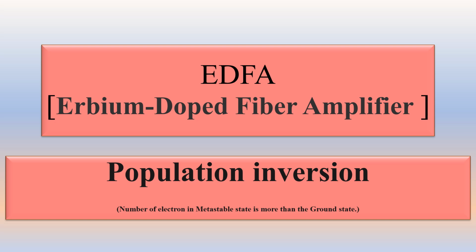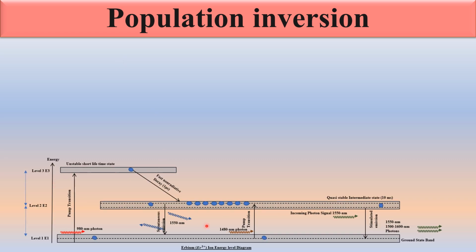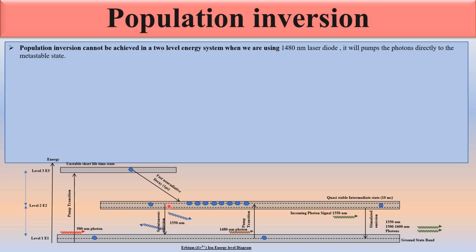So let's see population inversion. I have made this diagram to explain the event of population inversion. Population inversion cannot be achieved in a two level energy system when we are using the 1480 nanometer laser diode. When we are using the 1480 nanometer laser diode, there are only two states: the first is the ground state and the second is the metastable state. Hence the population inversion event cannot be achieved in this case.